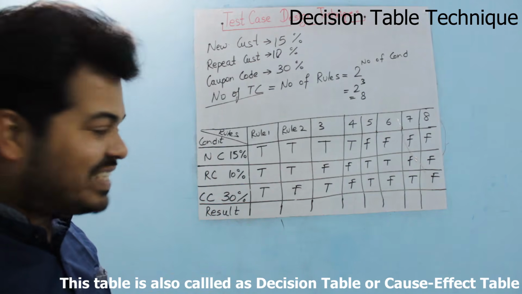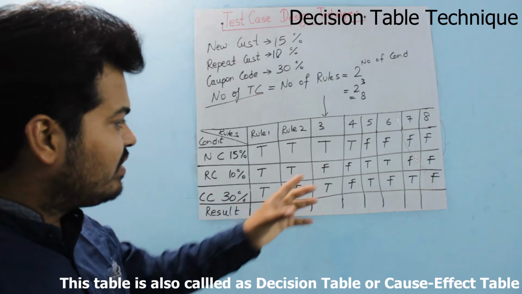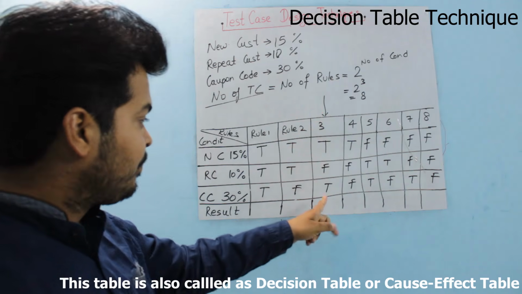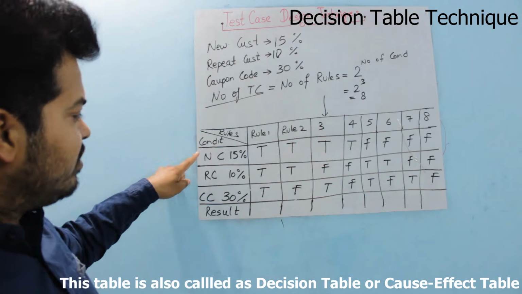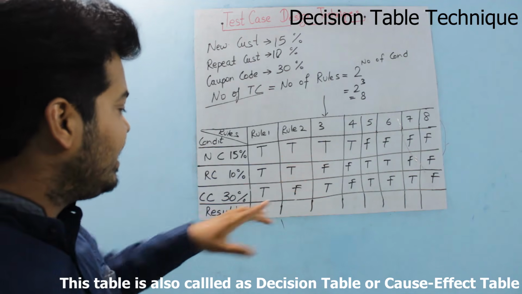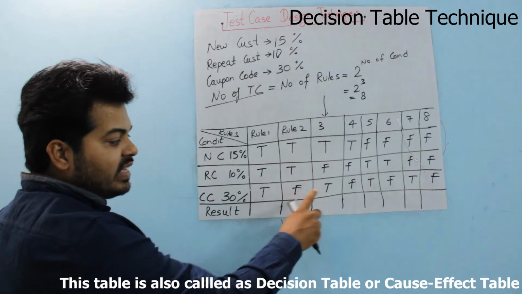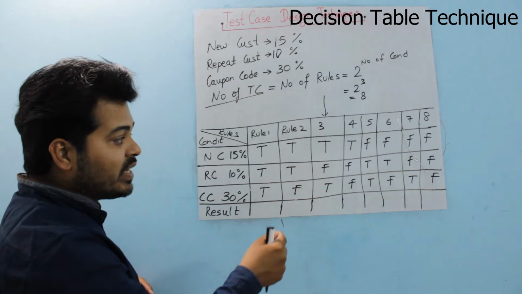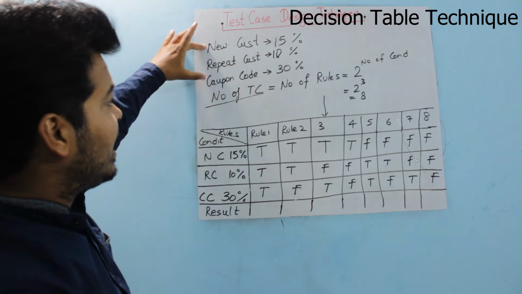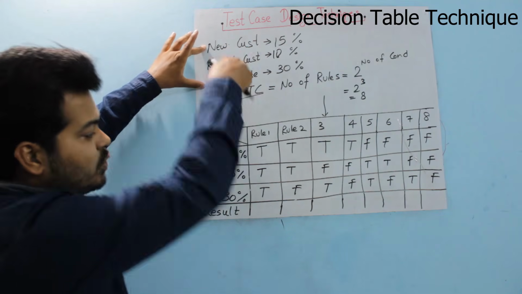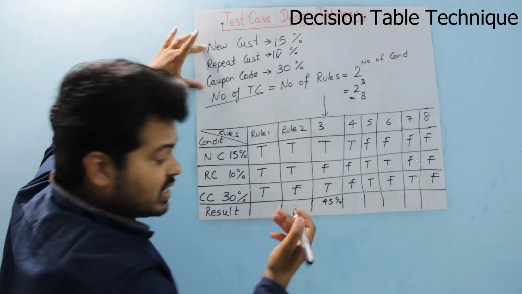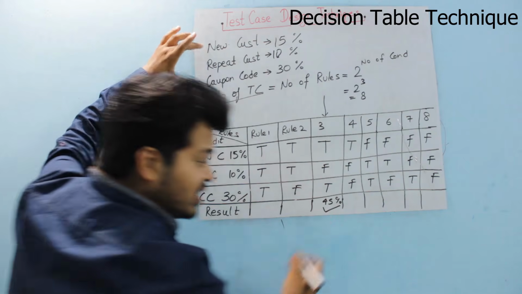Let's start by reading test case 3. Here it is telling that if my customer is new and he has applied a coupon code, then he should get a discount. If he is my new customer and he also has a coupon code, he should get a 45% discount, which is a possible test case, right? So this is a positive test case.